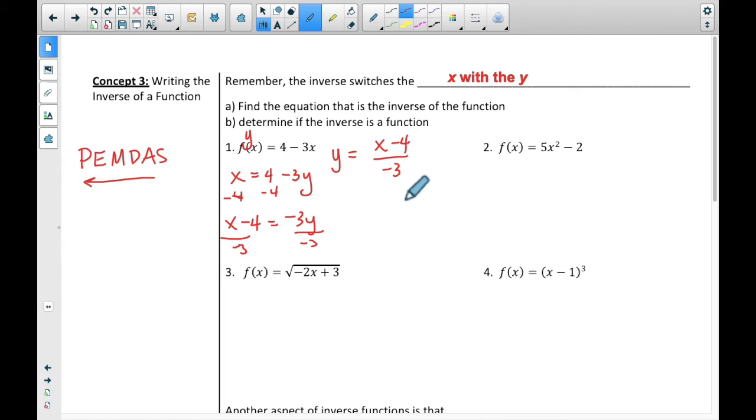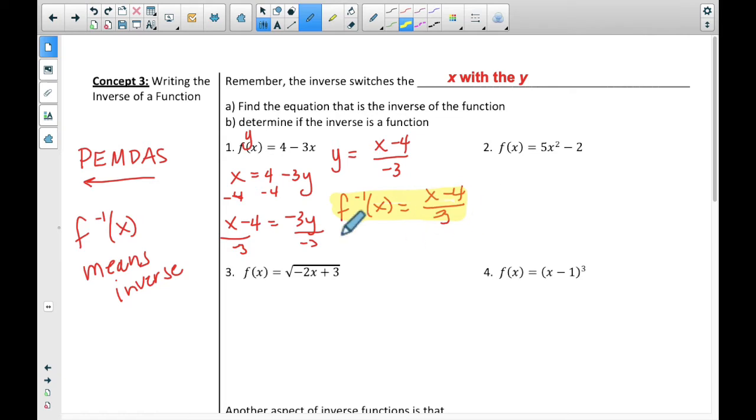And I can just leave it like this, or I can split it up into two fractions. Different people like to do it differently. But what we've just done is we've found the inverse function. And the notation for the inverse function is f to the negative first power. That means inverse. Okay, so my inverse function is x minus 4 over negative 3. Let's try another example. So remember, this is actually a y, right? I'm going to switch my x with my y.